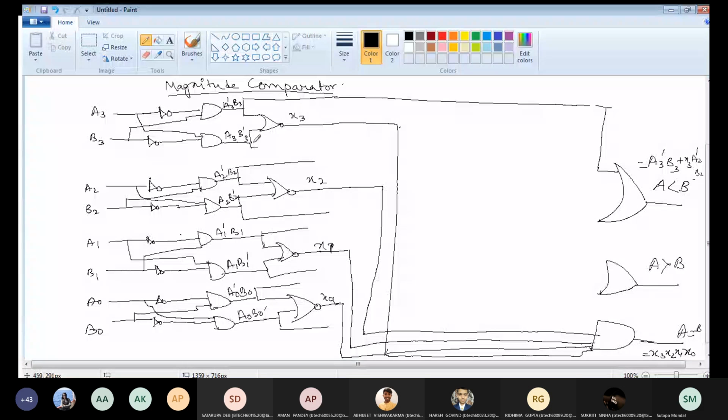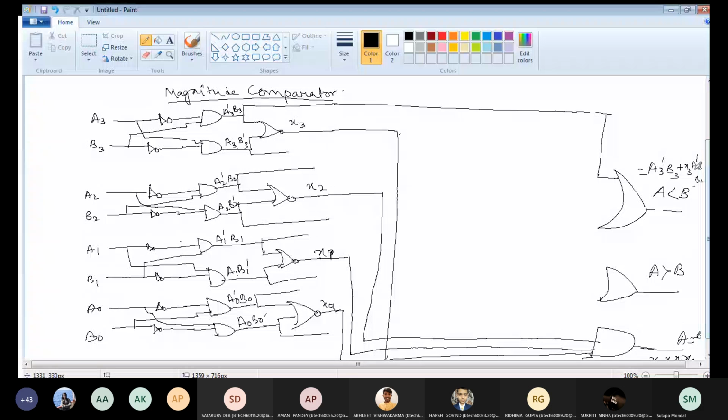So let us see. This one will become A3 dash B3. The second one will be A2 dash B2. So where is A2 dash B2? Ma'am, in second row. Yes, in second row. But A2 dash B2 is multiplied with X3.